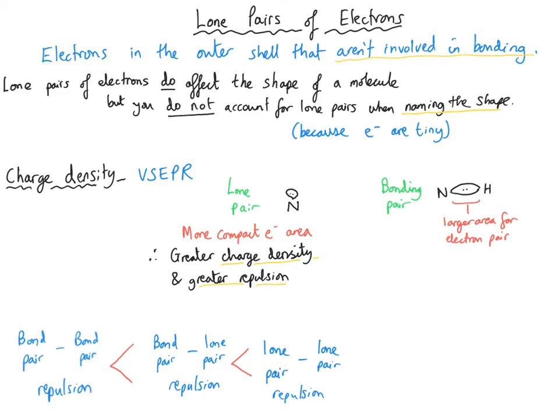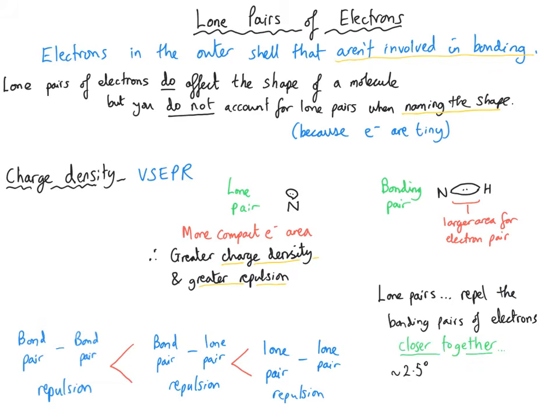And so the effect that has on actual molecules is that if a molecule contains a lone pair, the bonding pairs of electrons will be squeezed closer together by approximately 2.5 degrees. And if there are 2 lone pairs of electrons in a molecule, then the bonding pairs will be squeezed together by 5 degrees, 2 lots of 2.5 degrees. So that 2.5 is an important number to remember. Let's have a look at 2 examples of this on the next page.